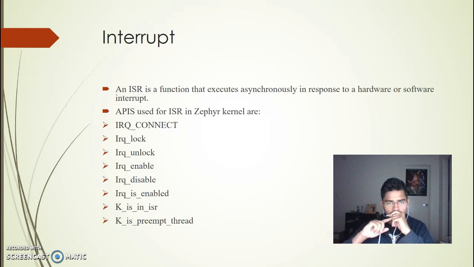IRQ_is_enabled is used to indicate if interrupts from source IRQ are enabled. K_is_in_ISR is an API used to determine if code is running at interrupt level. And there is one more: K_is_preempt_thread is used to determine if code is running in a preemptible thread. So these are all the APIs used for the interrupt service routine. There are no other APIs apart from these, and these are very handy to use.